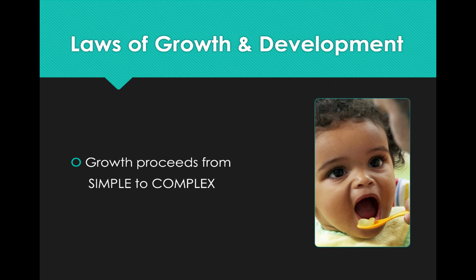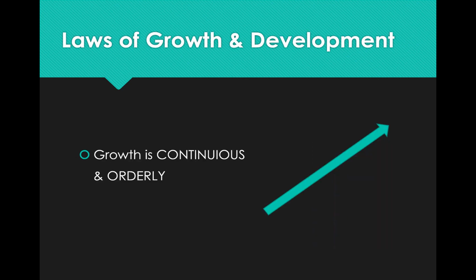The next one is growth proceeds from simple to complex. We don't learn quantum physics before we learn that 1 + 1 is 2. Also, we learn our name, and then we learn other words and other people's names. So growth always proceeds from something simple to complex. And growth is continuous and orderly.